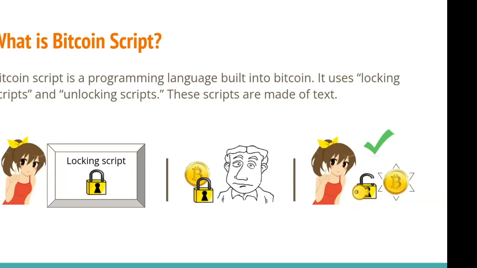So that's what Bitcoin script does. Whenever we're making contracts in Bitcoin, you have to keep in mind that what we're doing is creating very complicated padlocks with complicated keys. And that's what a smart contract is.